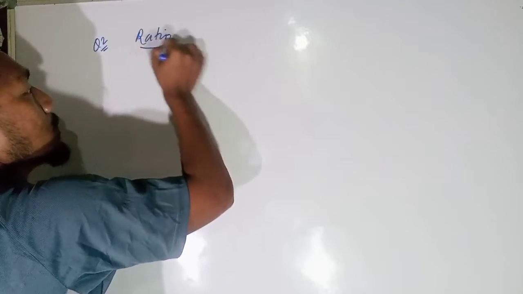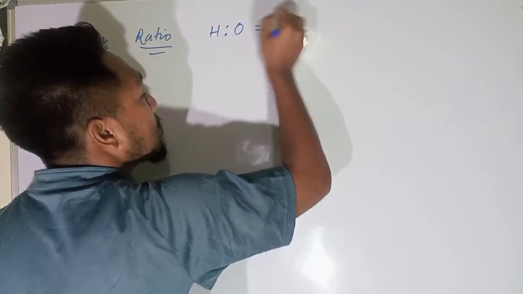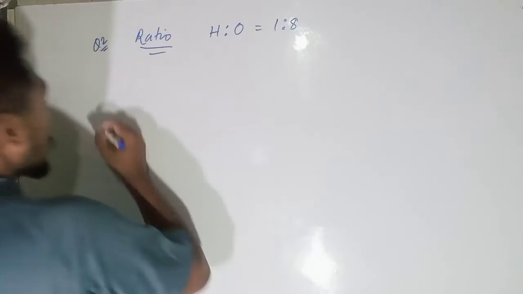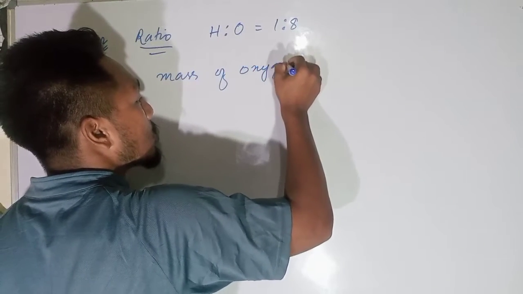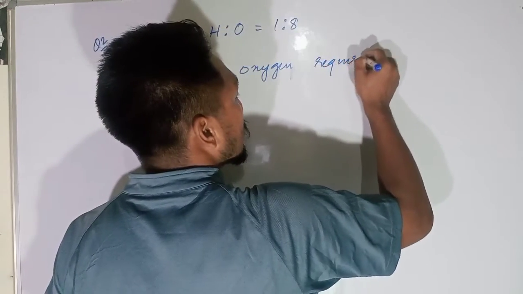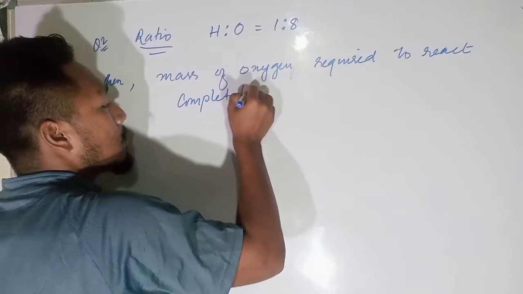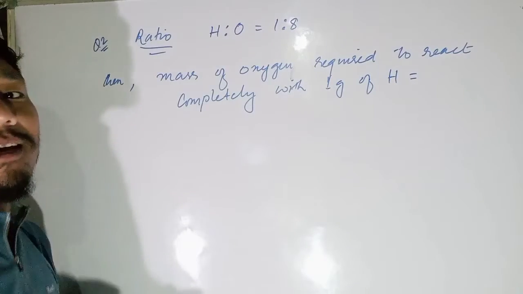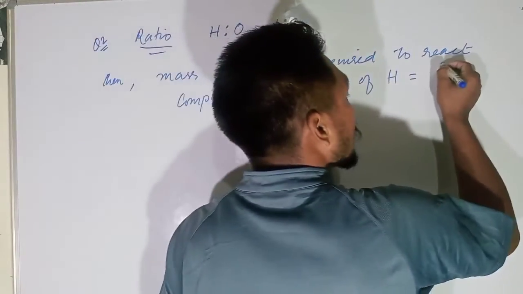The ratio of hydrogen to oxygen is given. Hydrogen is to oxygen is 1 is to 8, and this is given by mass. Then the mass of oxygen required to react completely with 1 gram of hydrogen is how much? In order to react 1 gram of hydrogen, we need 8 grams of oxygen.